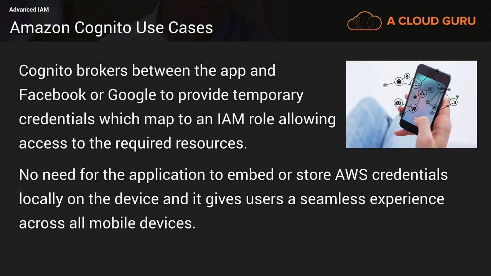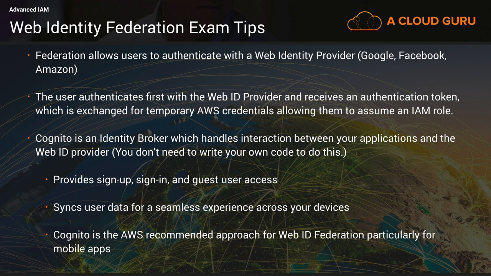It's these credentials which map to an identity access management role, and it's that role that allows them access to the required resources. So this means that there's no need for the application to embed any AWS credentials. You don't need to store credentials locally on the device, on the mobile phone or the tablet. Another benefit of Cognito is that it can give users a really seamless experience across all mobile devices. So you can log in using multiple different devices and you should get the same user experience no matter what device you're using.